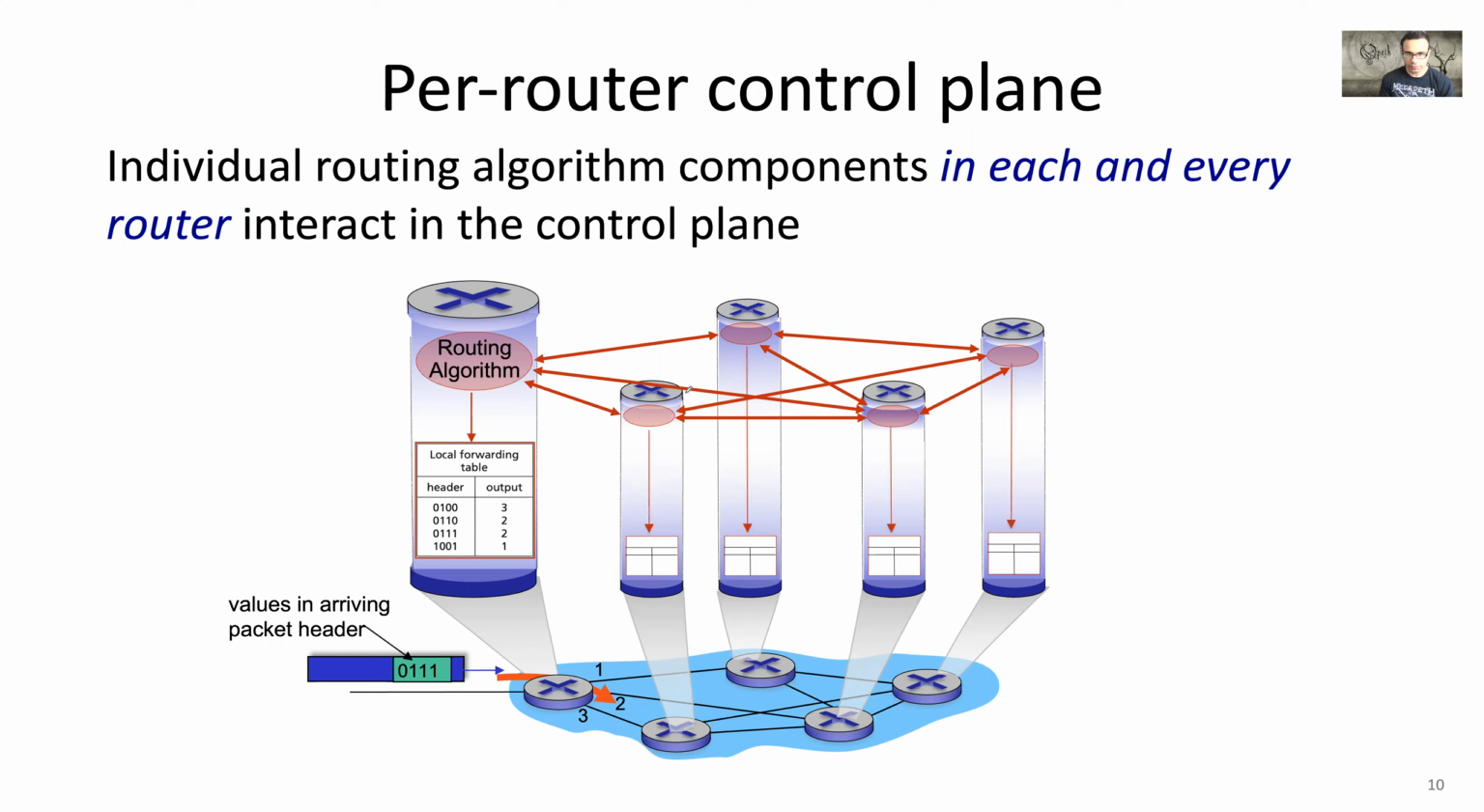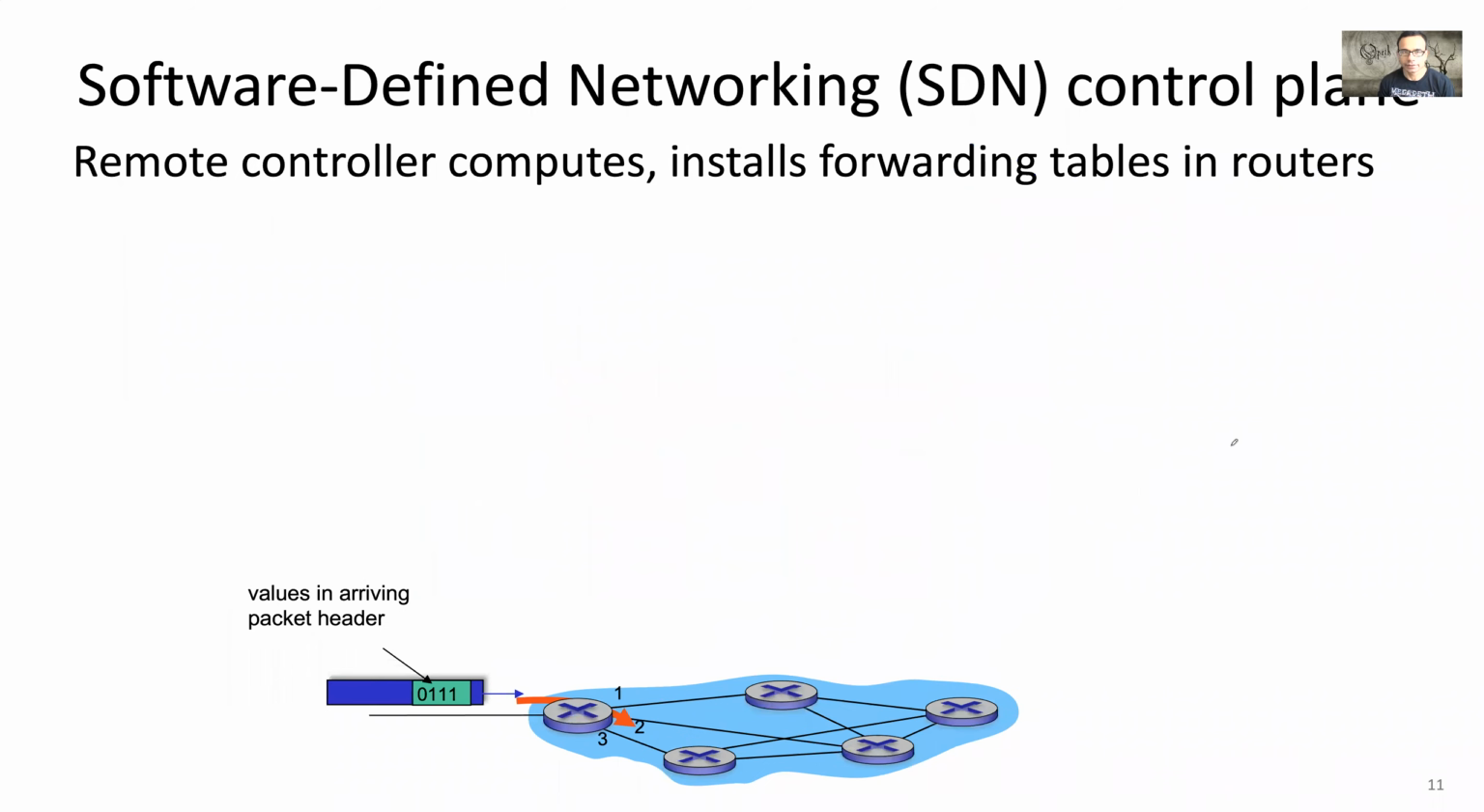And based on how they converge eventually, they will then populate a forwarding table. So forwarding tables will be populated in each of these routers, and then the data plane actions can take place. So this is what we'll be looking at in this course, and we'll look at the control plane next week.